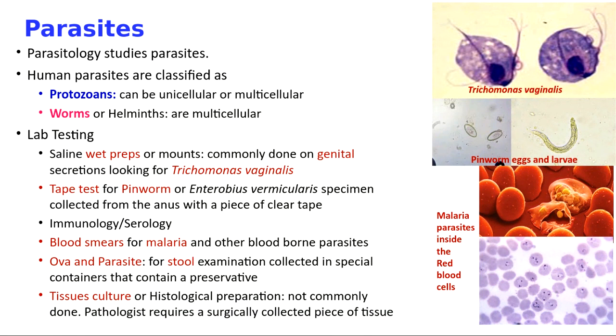It is very common in children. It is very common in crowded populations. They do come out at night, and they can go from the anus part of one person and then go into another person. So it can be transmitted like that.